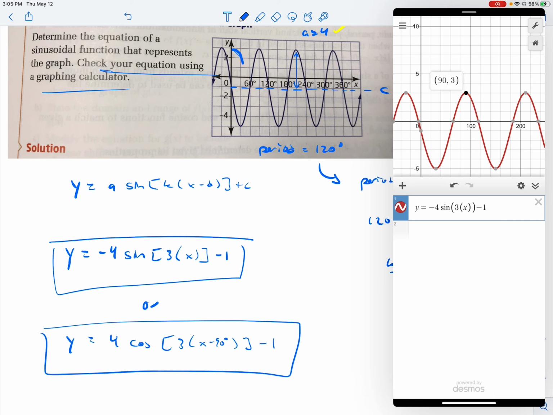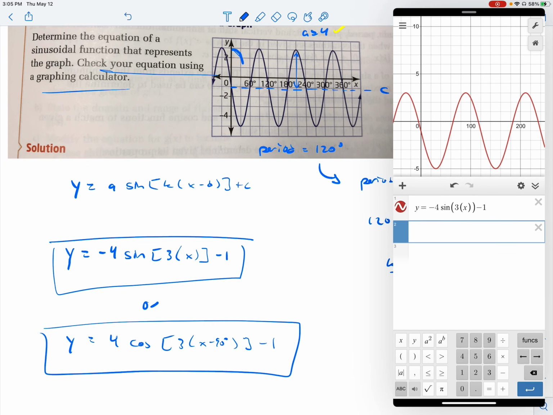My maximum value is at 90, again at 210. My intercepts, well, I guess we don't really know what those are, so that's not really that important. Okay, but the amplitude looks good. It looks like it's at a height of 3. My minimum's at -5. So that definitely matches the information. Let's try the second one.